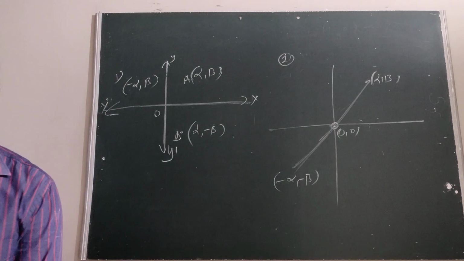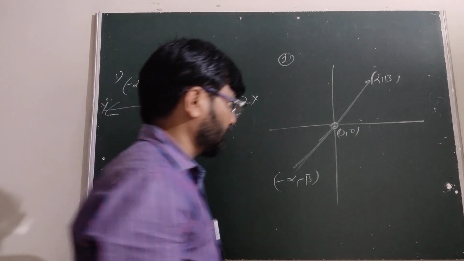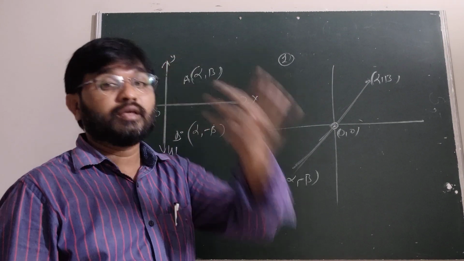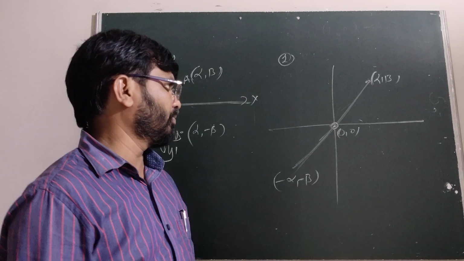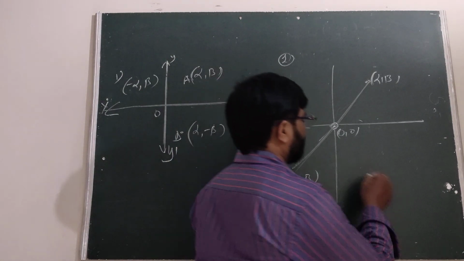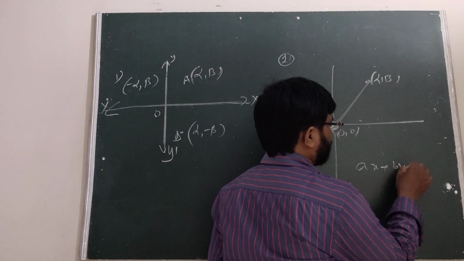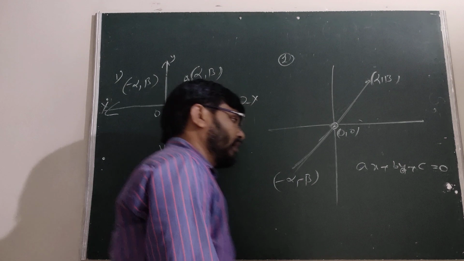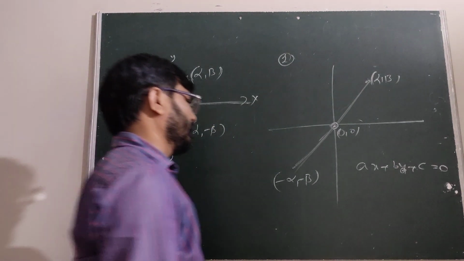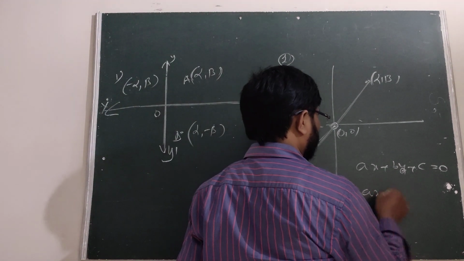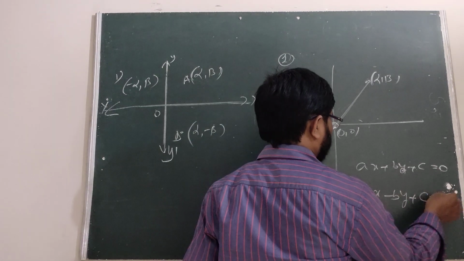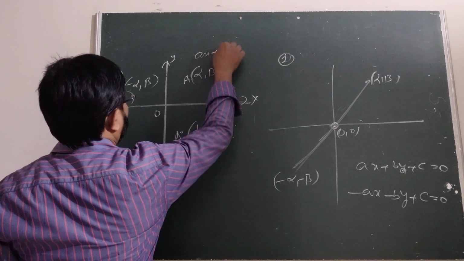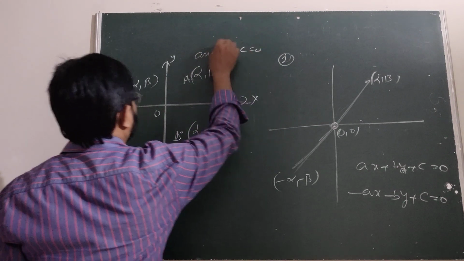Therefore, the image of a point with respect to the origin, that is, the image of (alpha, beta), is (minus alpha, minus beta). Suppose there is the line ax plus by plus c equal to 0. The image of the line about the origin is minus ax minus by plus c equal to 0.